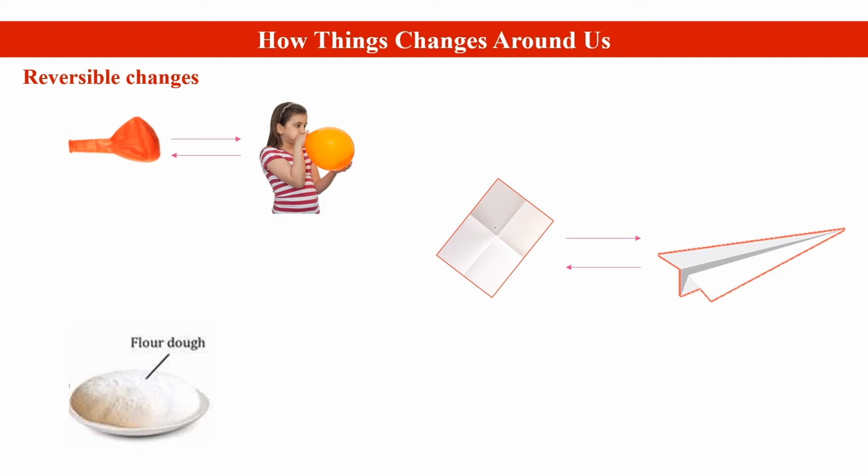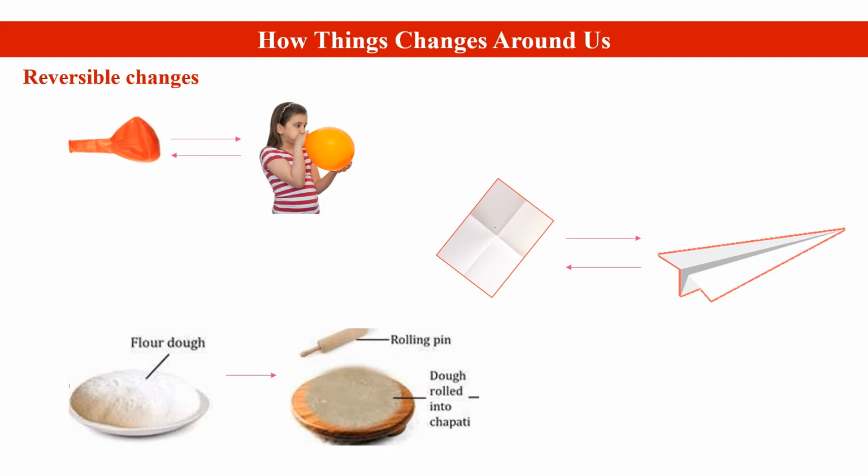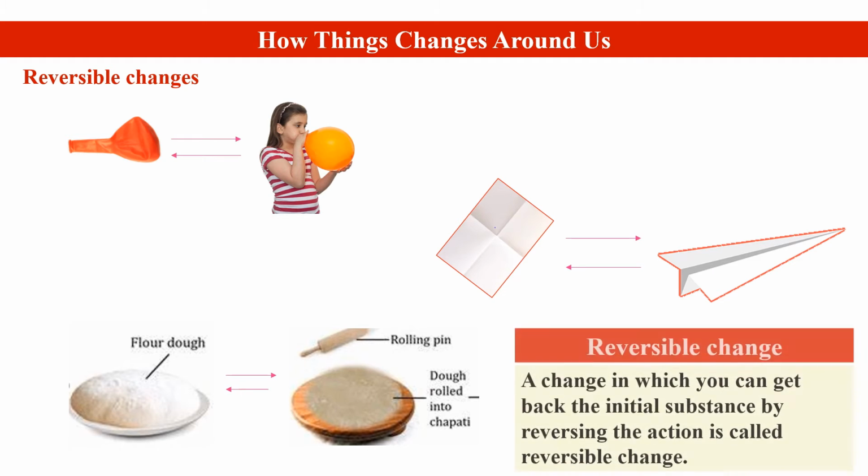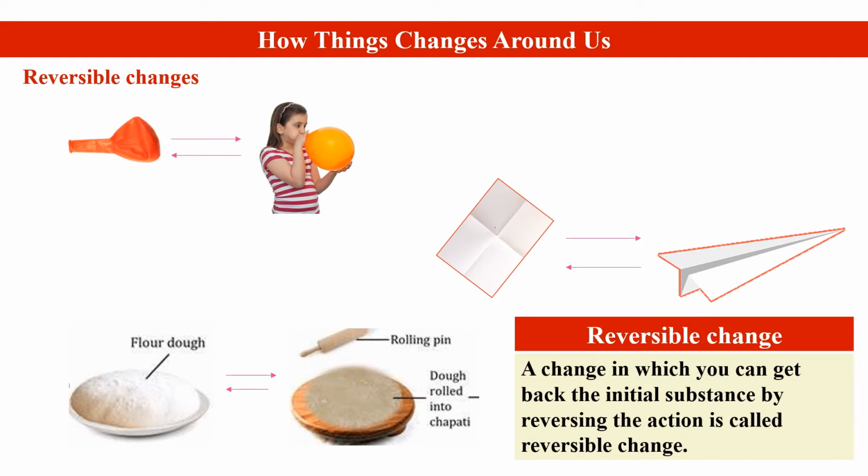In the same way, if you want to make chapati, on rolling chapati dough, if you are not happy with the shape, you can make the dough again as a ball. So all these changes are reversible because upon reversing the action, you can get back the initial substance. So what is a reversible change? A change in which you can get back the initial substance by reversing the action is called a reversible change.